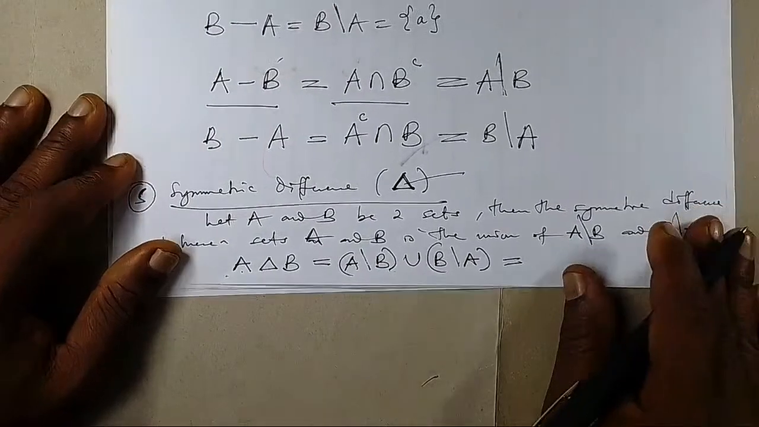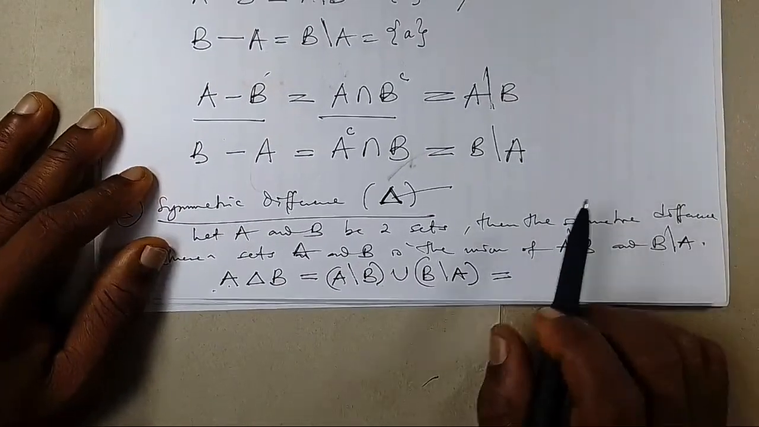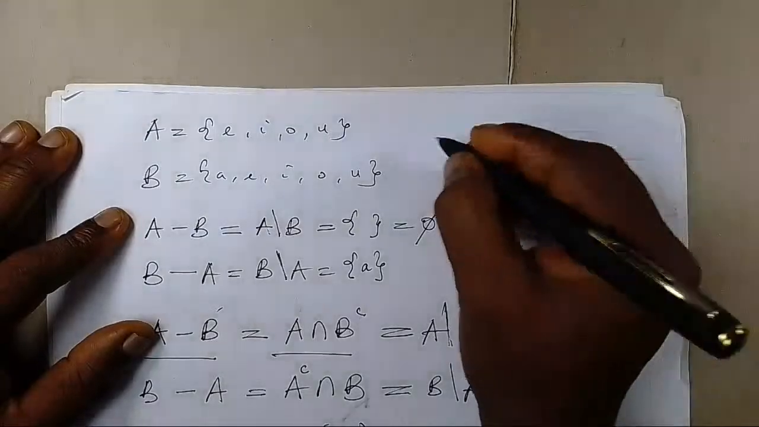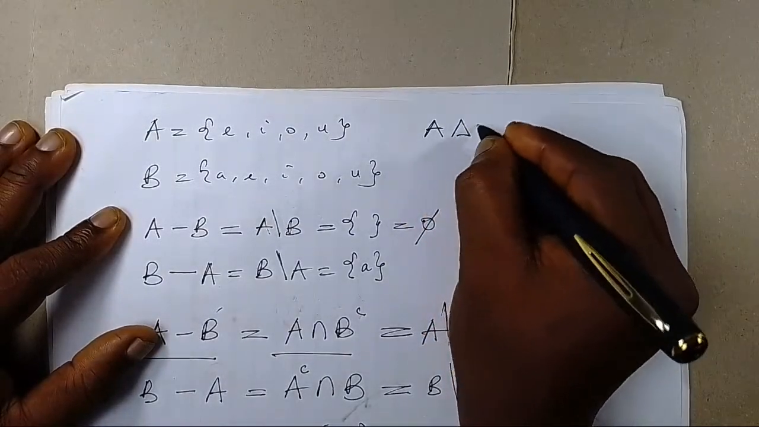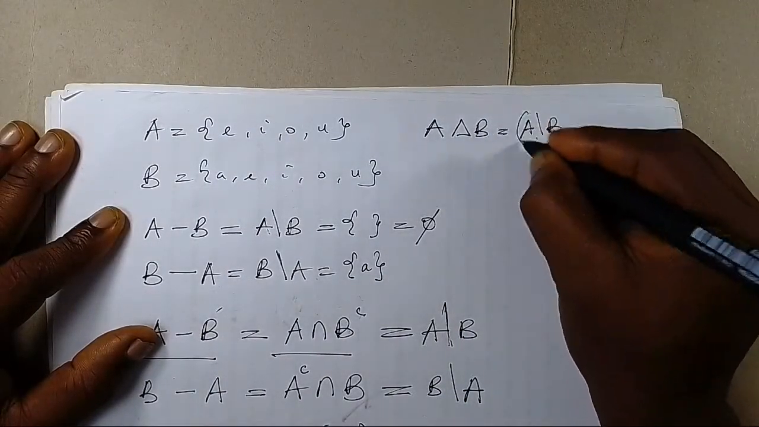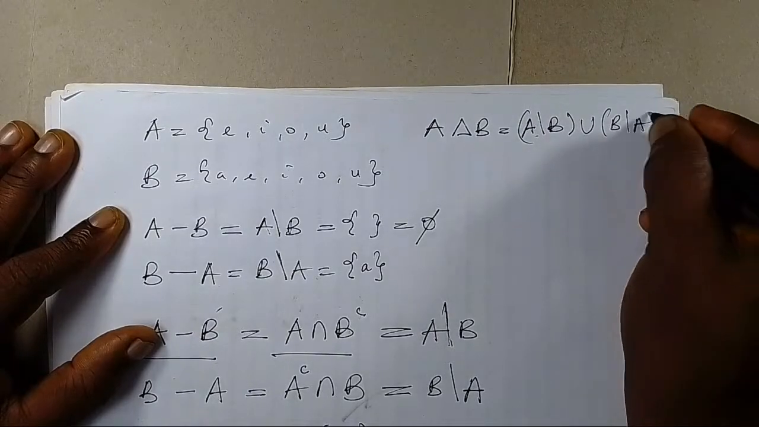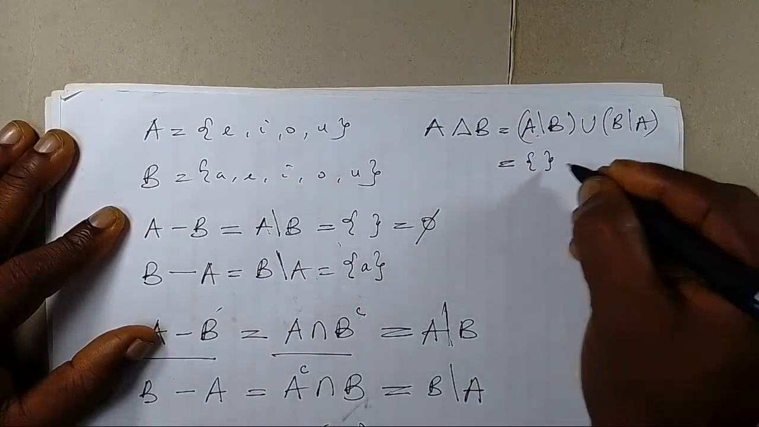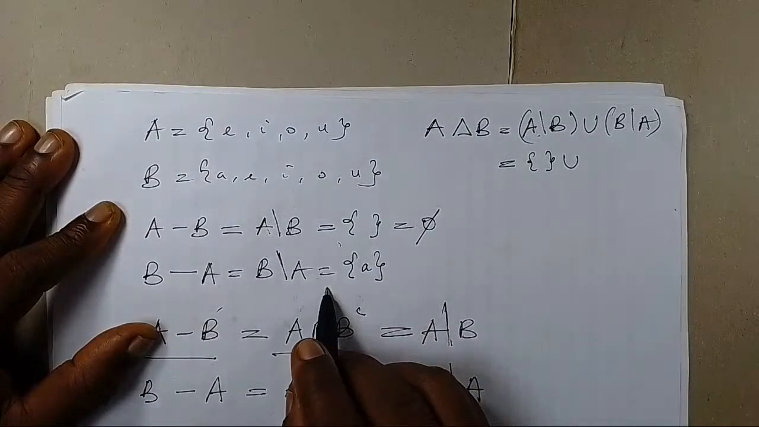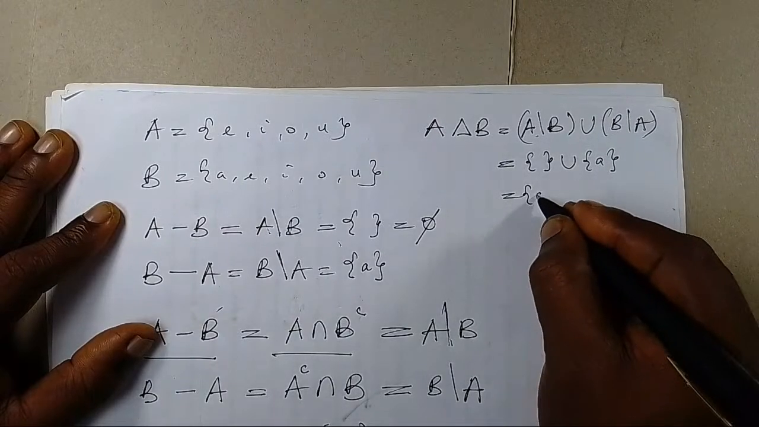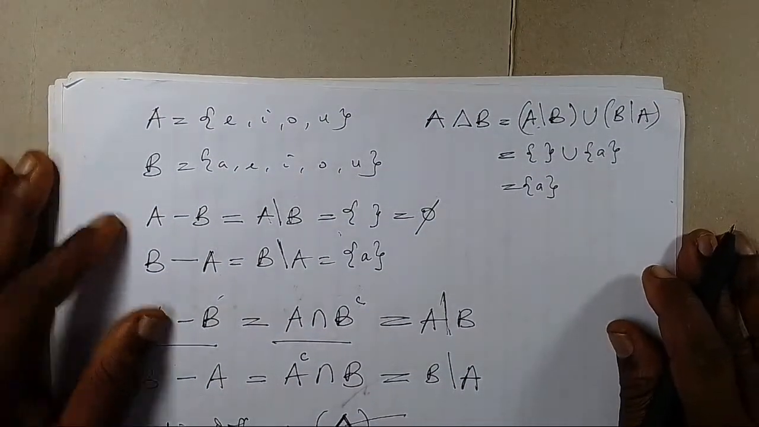Let's consider the examples we had above. What if I ask you for the symmetric difference between A and B using this example now? It will be, by definition, A minus B union B minus A. Our A minus B gave us the empty set, and B minus A gave us the set A. The union of the empty set and the set A is the set A itself. So that is how to operate the symmetric difference.